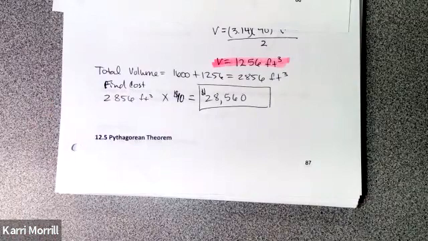Okay, so that finishes up the volume notes. That will be your 12.3. We're going to go do Pythagorean theorem.